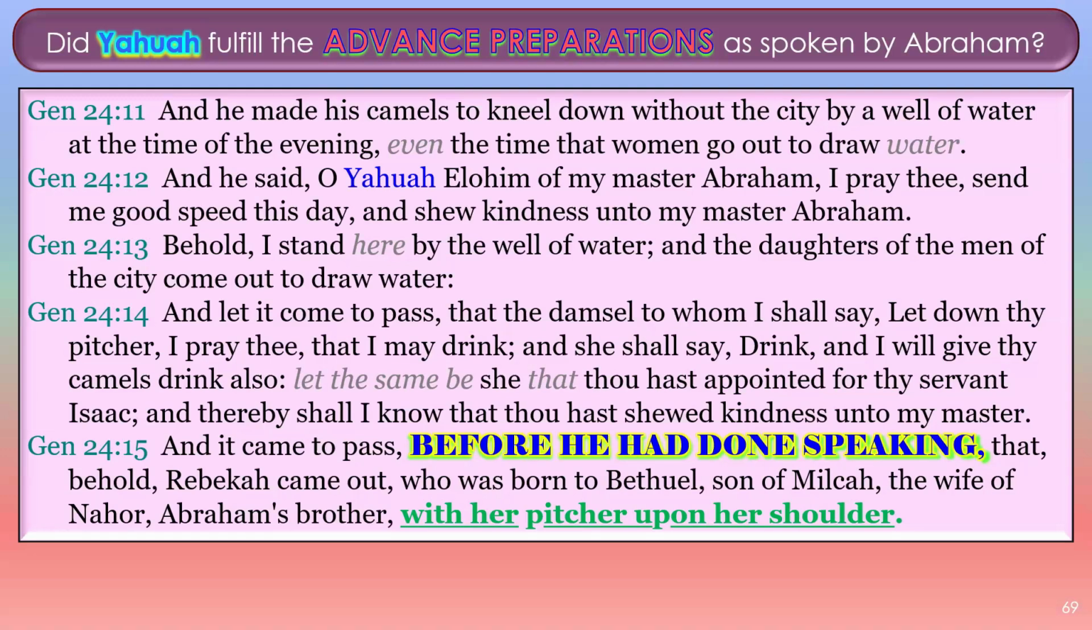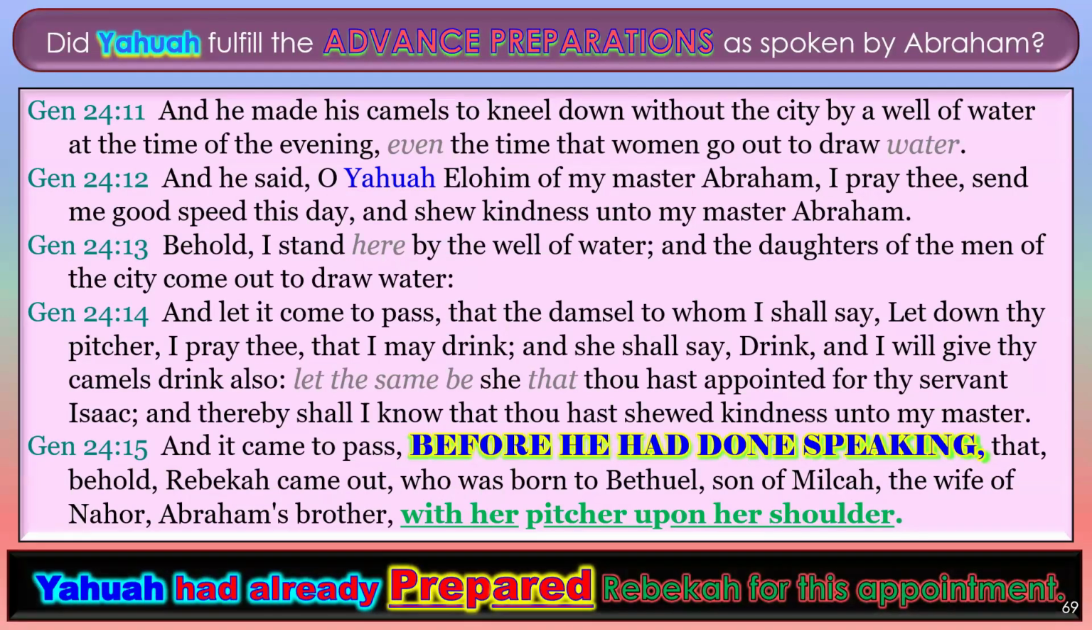She that thou hast appointed for thy servant, she that thou hast appointed, there's preparation. This servant understood preparation. There was already an appointment been made. She that thou hast appointed for thy servant Isaac, and thereby shall I know that thou hast shown kindness unto my master. And it came to pass, before he had done speaking, do you see how quick this is? Before he had done speaking, that behold, Rebekah came out, who was born to Bethuel, son of Milcah, the wife of Nahor, Abraham's brother, with her pitcher on her shoulder, already prepared to do what she was going to do. Yahuwah had that already done. He had already prepared Rebekah for this appointment.